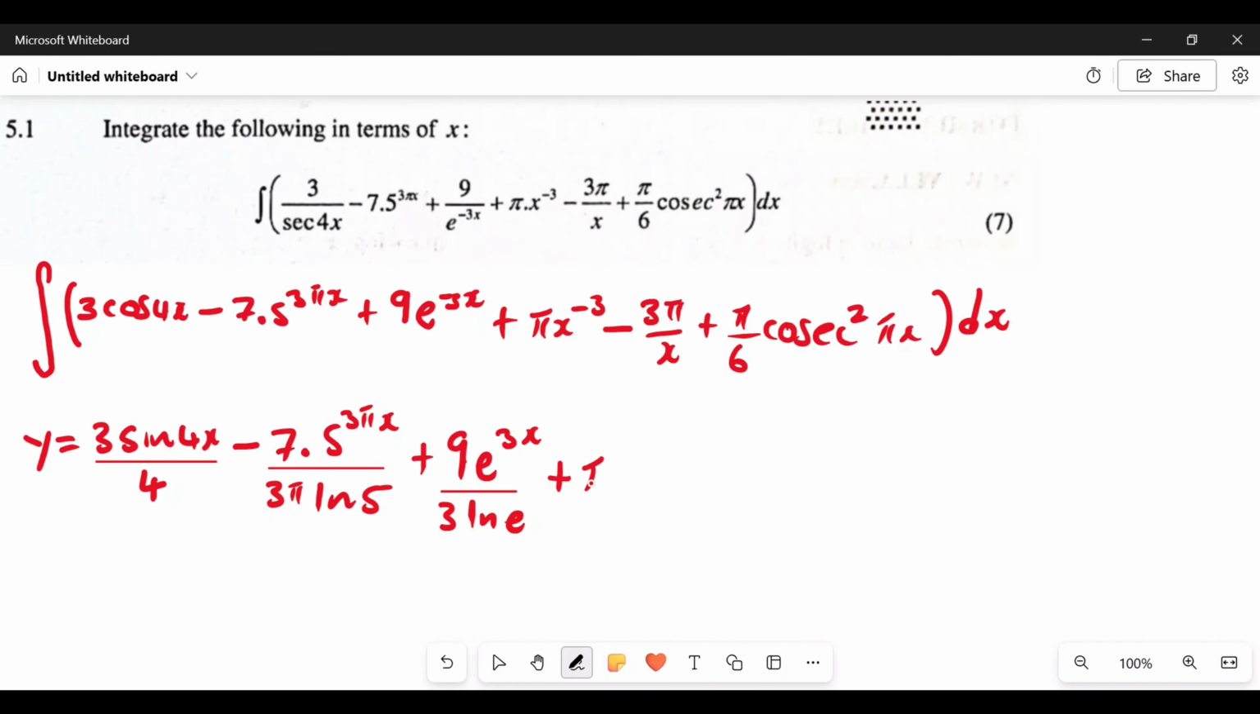So we're gonna have pi multiplied by x to the power of -3 plus 1. So the very same -3 plus 1, you divide by it there. Then we go to the next term. We have minus 3 pi, and then we know that this here is the same as 1 over x. The integral of 1 over x is natural log x.